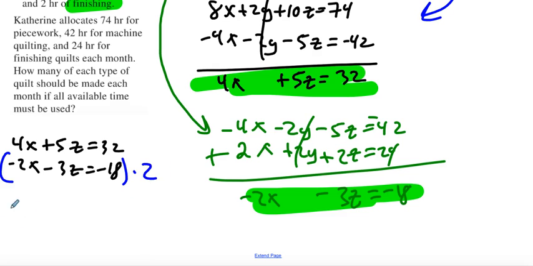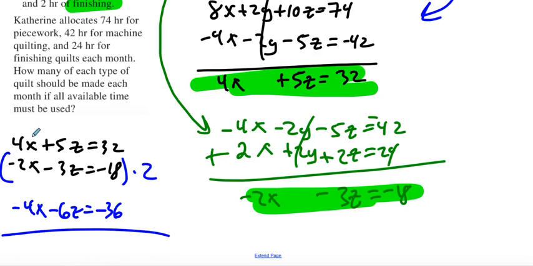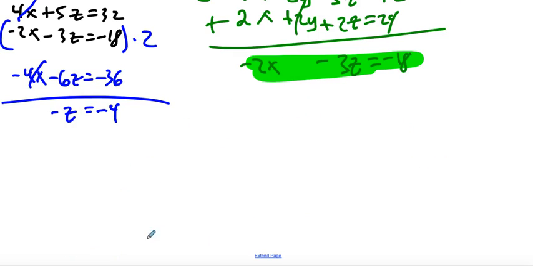So positive 2, so that means it's a -4x, a -6z. Okay, so now if you add those together, 4x minus 4x is 0, 5z minus 6z is a -z, and 32 minus 36 is a -4. So divide both sides by -1, so z equals 4. All right, cool beans.